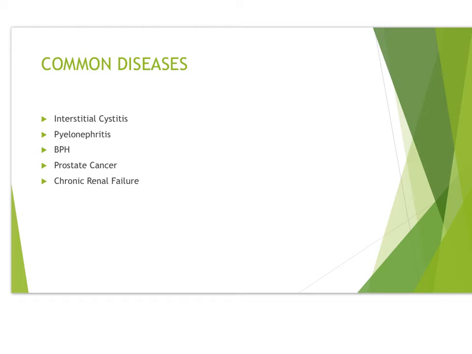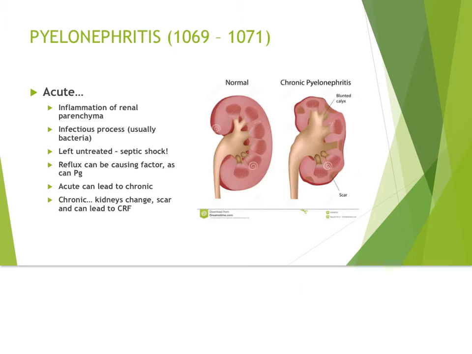Alright guys, we're going to start with our GU diseases. We're going to do cystitis, pyelonephritis, BPH, prostate cancer, and chronic renal failure. And so let's get started. Okay guys, so pyelonephritis is on page 1069 to 71.